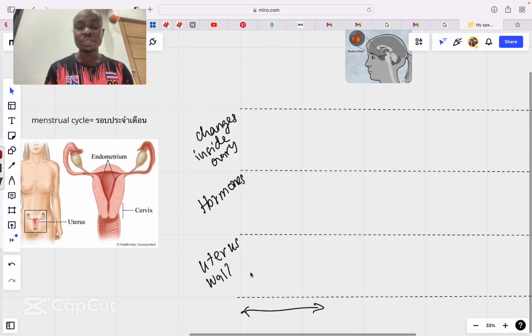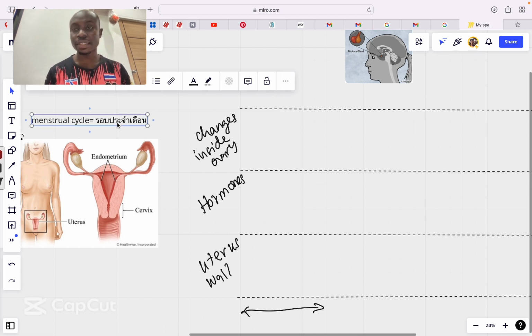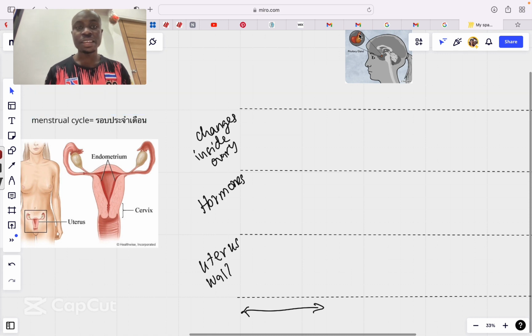Next, I have divided the steps into 3 so that we can understand what is going on in the uterus wall, in the endometrium, and what is happening to the hormones. And lastly, what changes can we see in the ovaries during the menstrual cycle? On top here, I have shown the pituitary gland, which produces hormones.